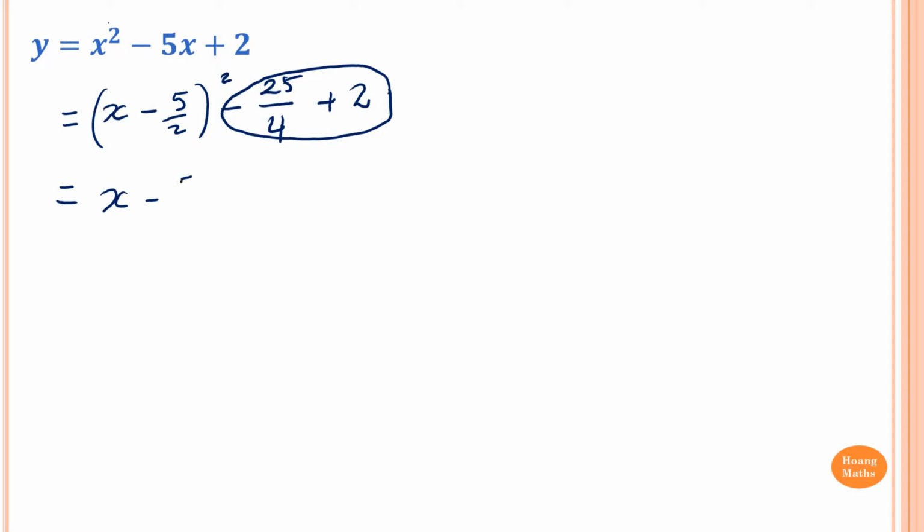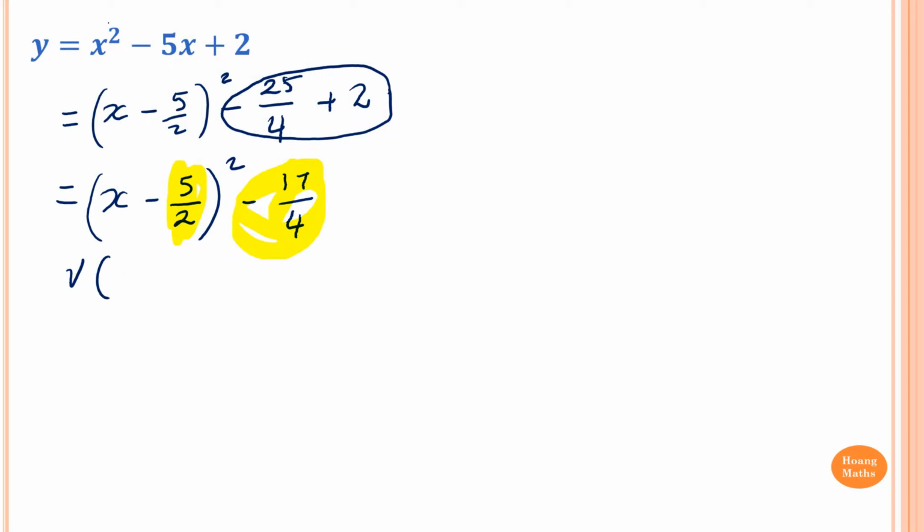So I just write this first: x minus 5/2 all squared, plus 2 minus 25/4, which gives me 17/4. So therefore, the turning point is 5/2 and -17/4. So the vertex has x equal to 5/2, which is just 2.5, and y equal to -17/4, so it's just -4 and 1/4.